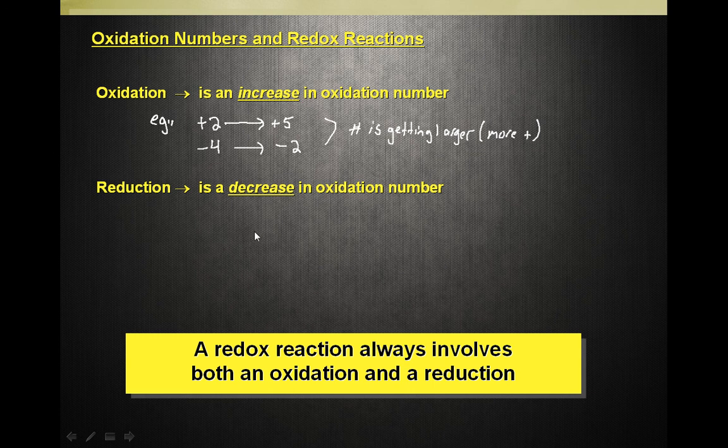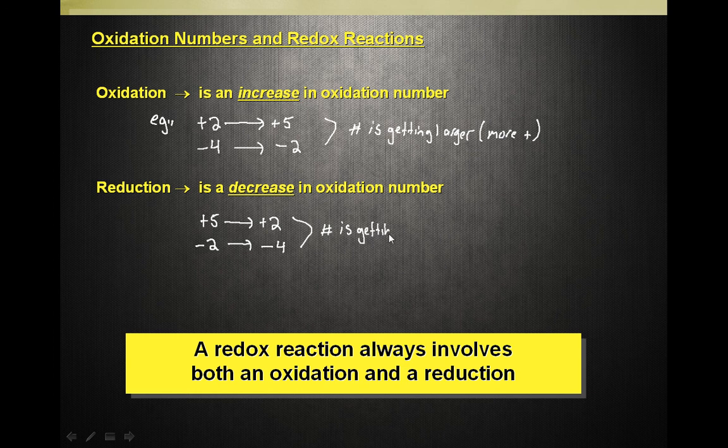Let's take a look at a reduction. So in a reduction, using the same numbers, on the reactant side, an atom is +5. And on the product side, it becomes +2. And again, you'll see the number has decreased. Well, if I have an atom that's -2, and on the product side, it becomes -4, you will see in both those cases that the number is getting smaller.